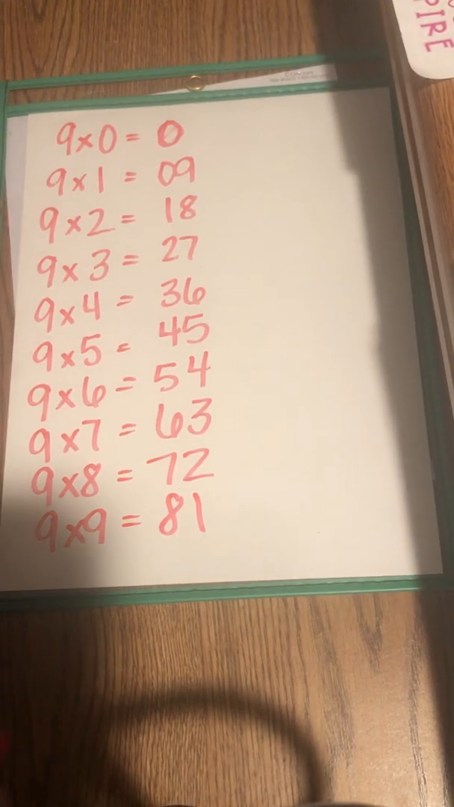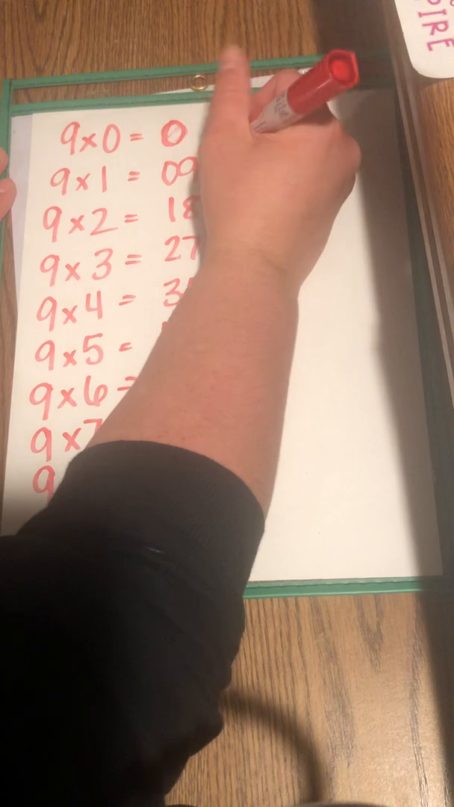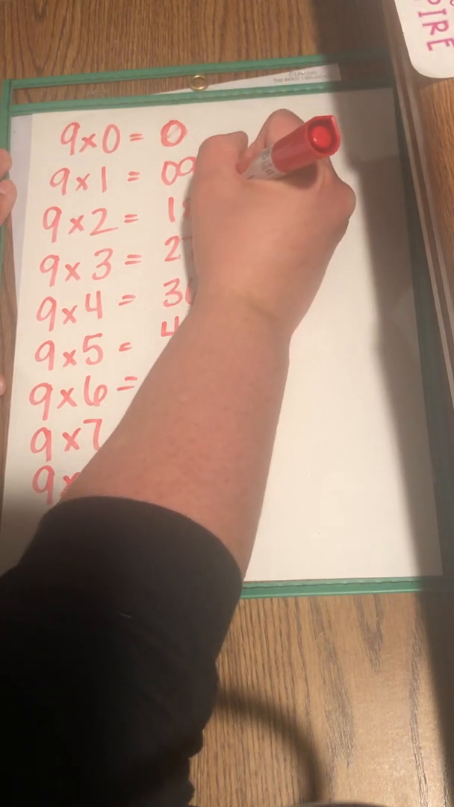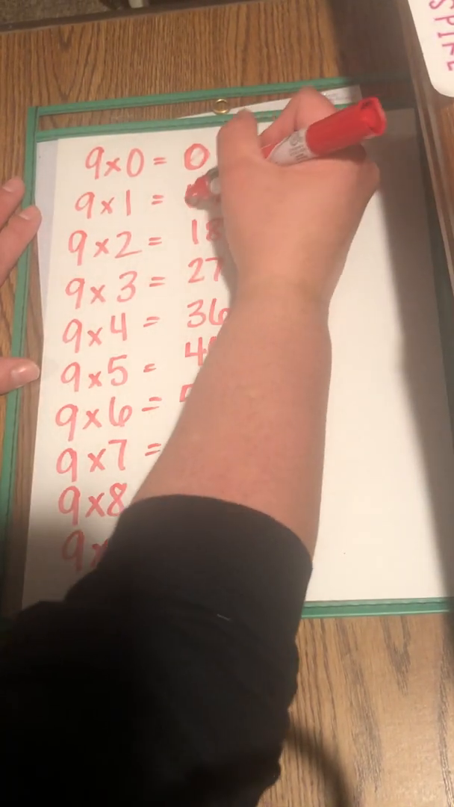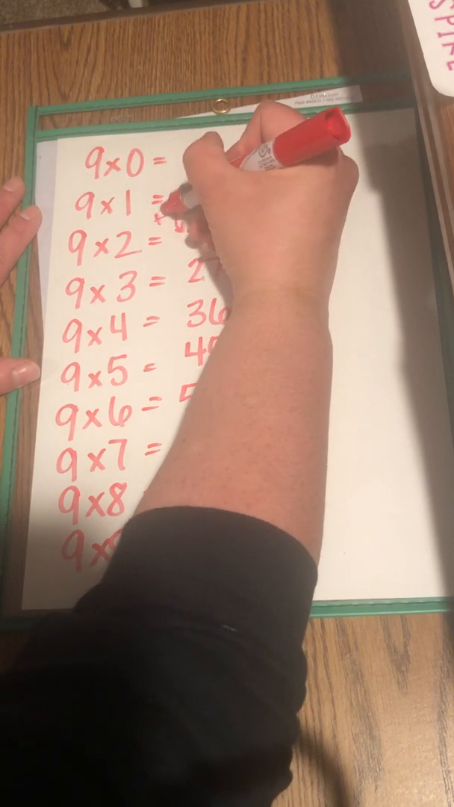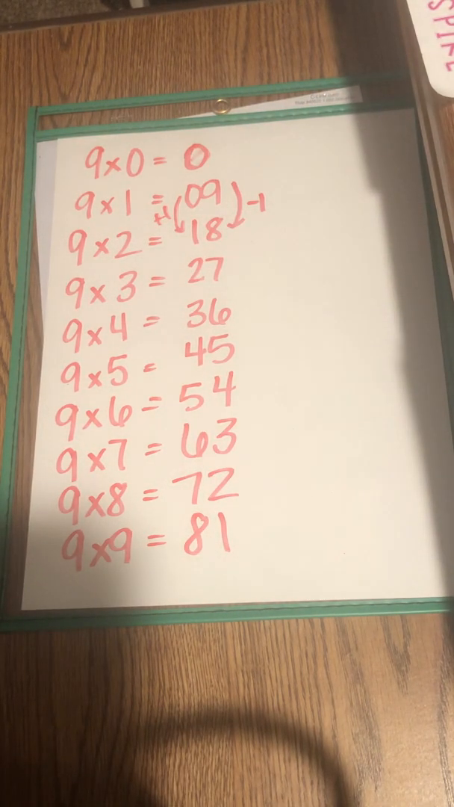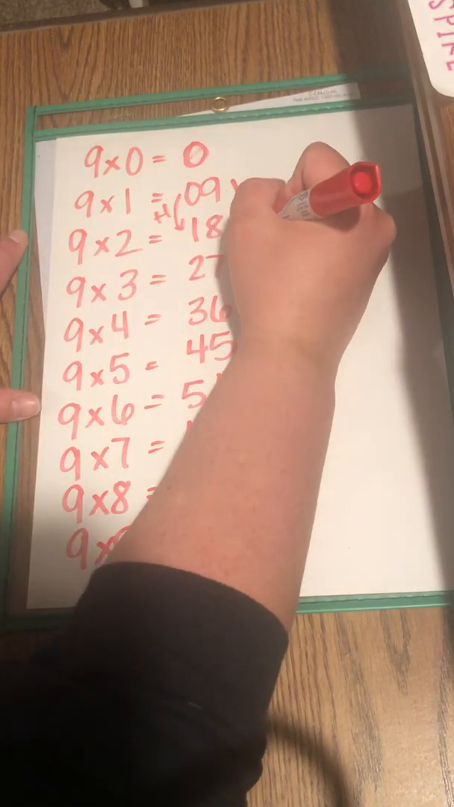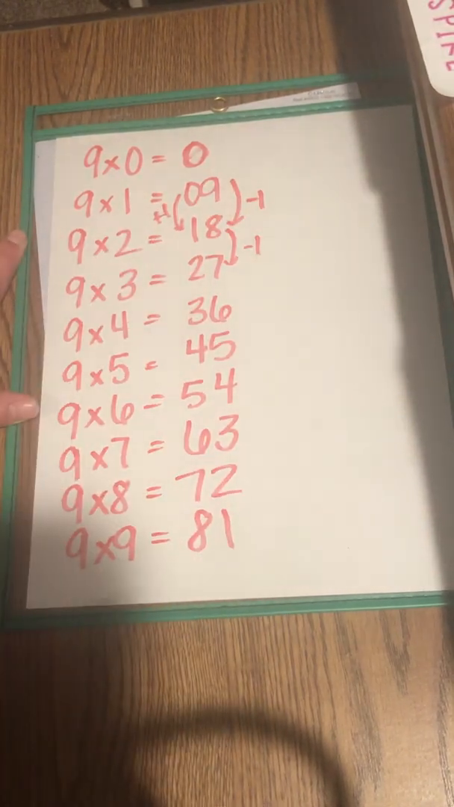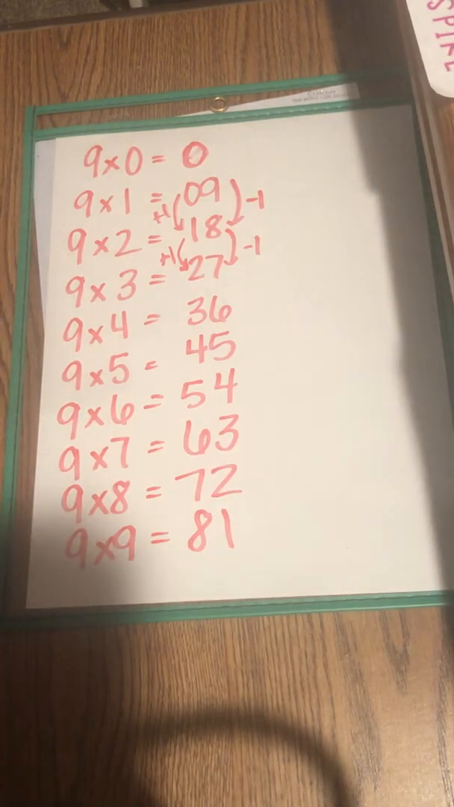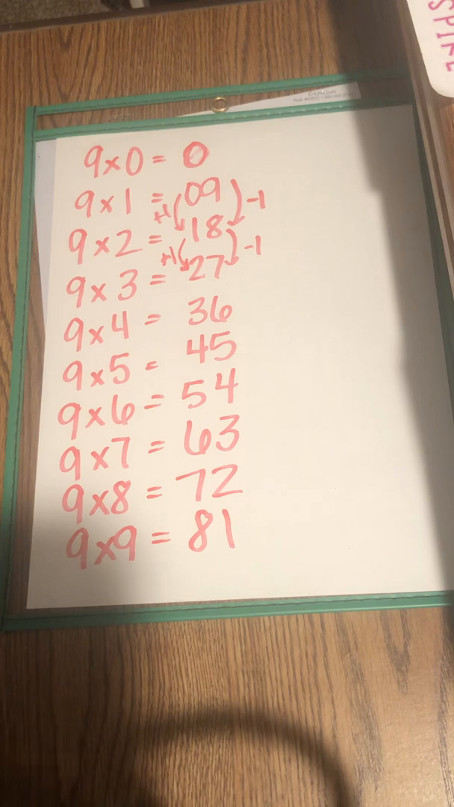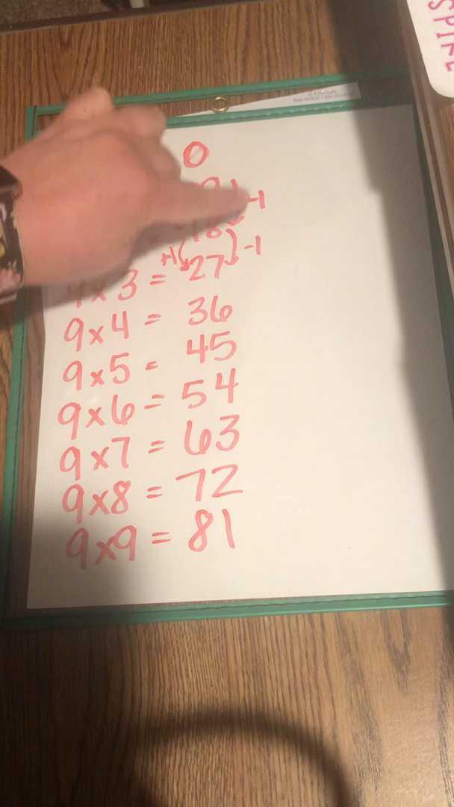Okay, so here we can see that pattern. As we go down, we decrease by 1 in our ones, but we increase by 1 in our tens. Okay, same here. We decrease by 1 here, but our tens increase. And that would make sense, right? Because 9 is 1 less than 10. So we wouldn't be counting by tens. We'd be counting by 1 less.